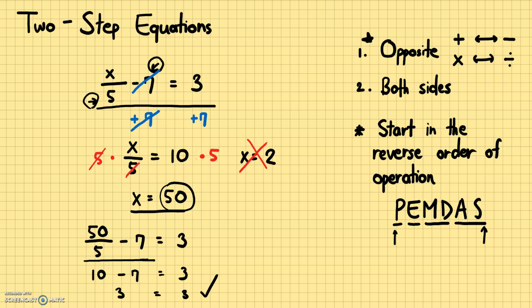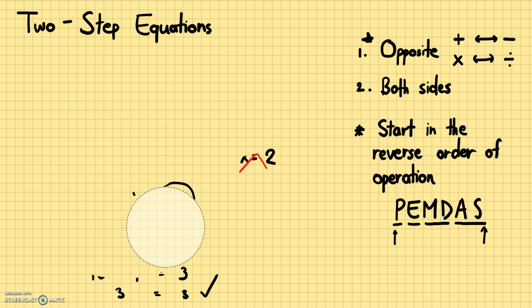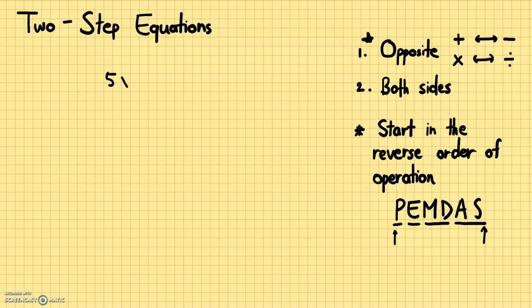Okay, let's do one more example. All right, we have 5x minus 9 equals 21. Right, so again, two things are being done to x right now. 5 is being multiplied and 9 is being subtracted. Okay, and the key is that we need to get rid of these one by one so that we get our answer for x.